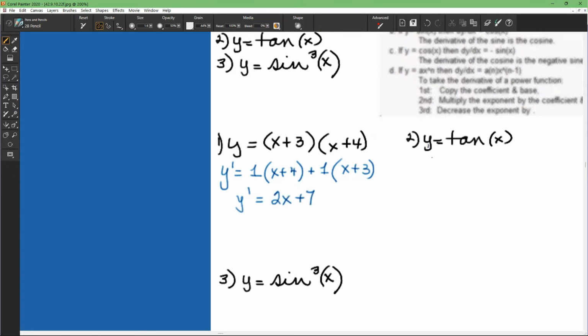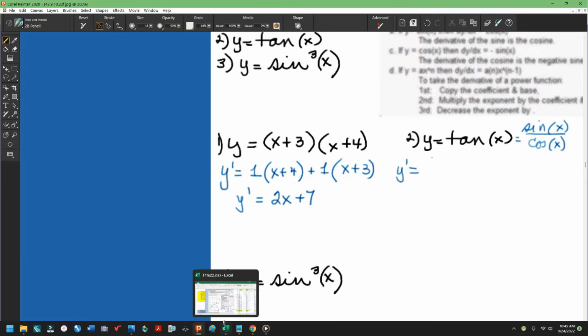Quotient, the tangent may not look like a quotient. You have to remember your trig identities. It's the sine divided by the cosine. That makes the derivative one we can sing.